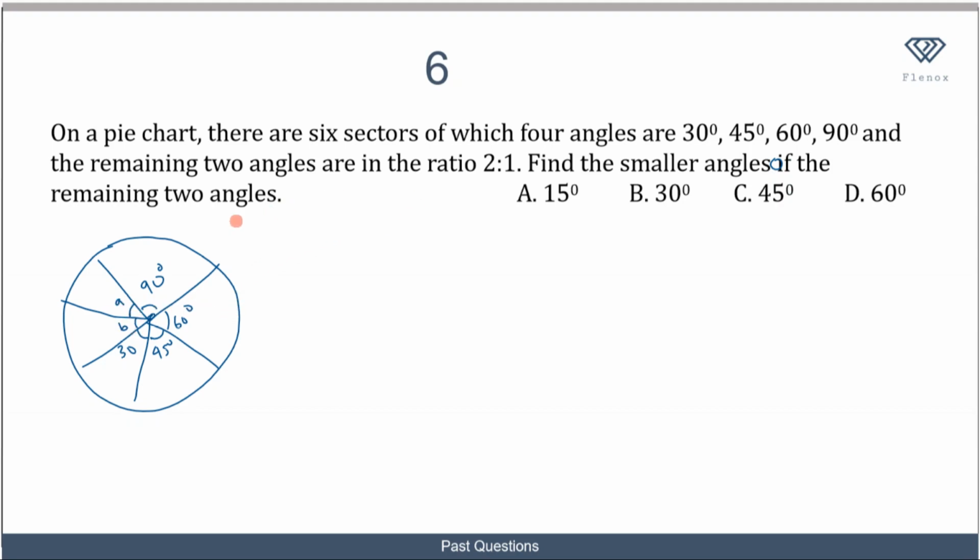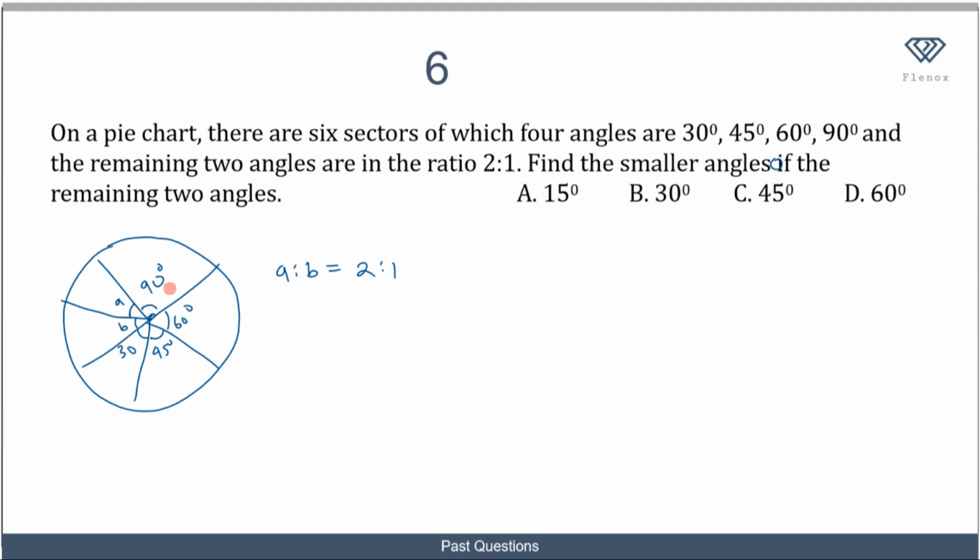We are told the ratio of those 2 angles. The ratio of A to B is 2:1, so we know that A is bigger than B. We are told to find the smaller of the remaining 2 angles, so we are told to find the value of B. So what do we do now?